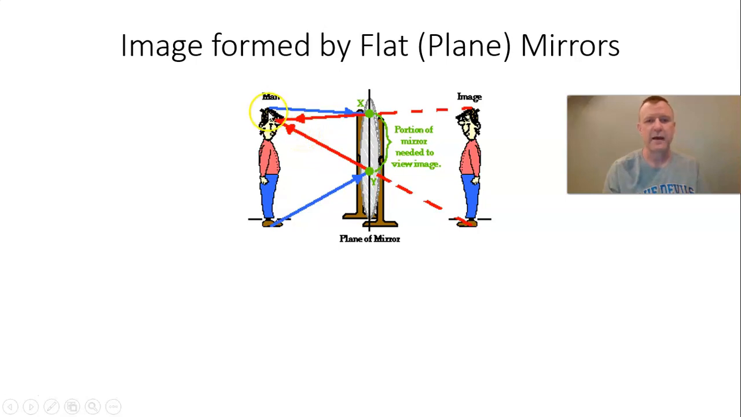We can also look at the top of his head, or he can. Okay, so you've got a lot of light hitting the top of the head. We're going to look at the one ray reflecting into the mirror and back into his eye. So if we follow these reflected rays, these red rays back, that's where it appears the image is located, on the other side of the mirror.